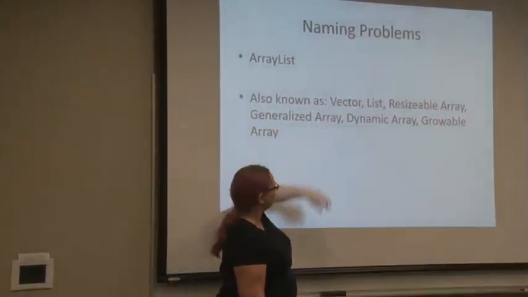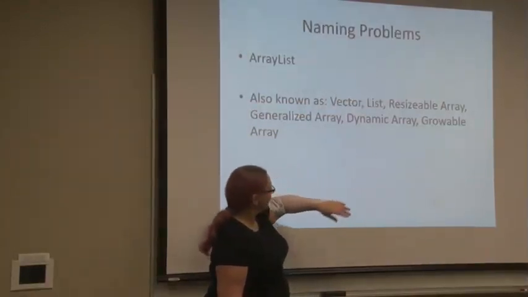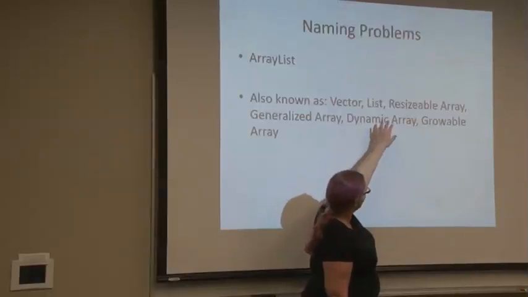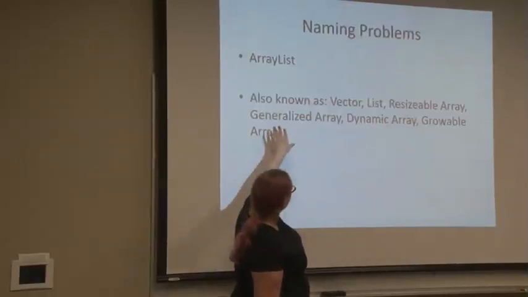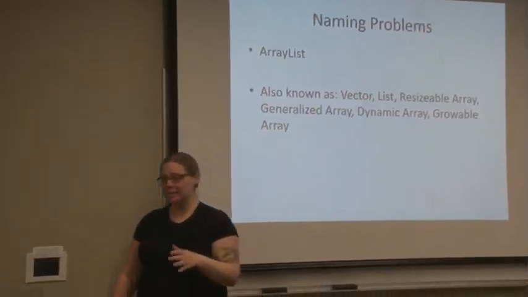In C, they're called vectors. In Python, they're called lists. Here at UIC, for some reason, we call them resizable arrays. They're also called generalized arrays, dynamic arrays, or growable arrays. So this has actually been a huge problem when we've interviewed, because we're using the word array list, we give a student a problem that has the word array list in it, and they're like, what the heck is an array list?